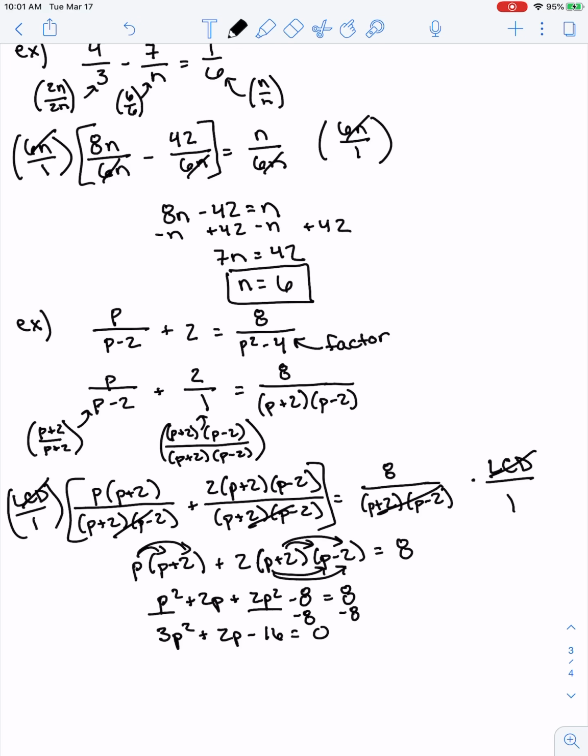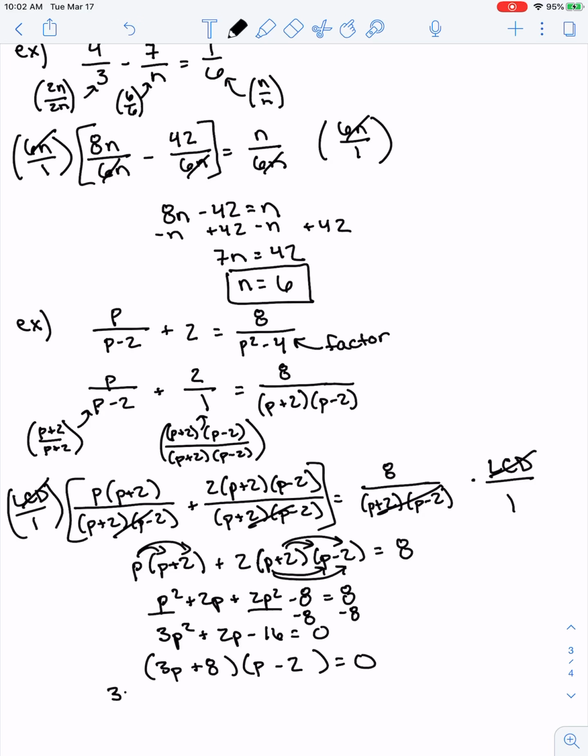You can use the quadratic formula or factoring or completing the square to solve any of these. I'm going to try to factor first. So 3p and p are my only factors of the 3p squared. And now I'm looking for factors of negative 16 that will add up to be a positive 2p, keeping in mind that there's a 3 multiplied here. So maybe I'll try negative 2 and a positive 8. So 3p times negative 2 is negative 6, and then plus the 8p gives me my positive 2p in the middle that I'm looking for.